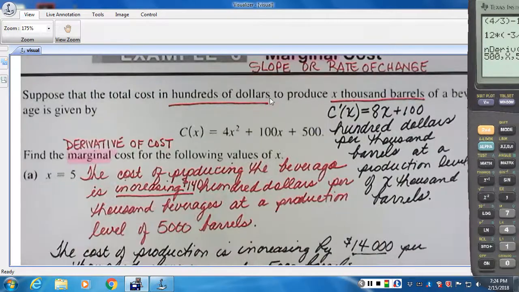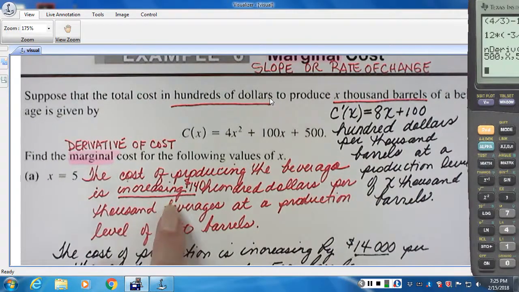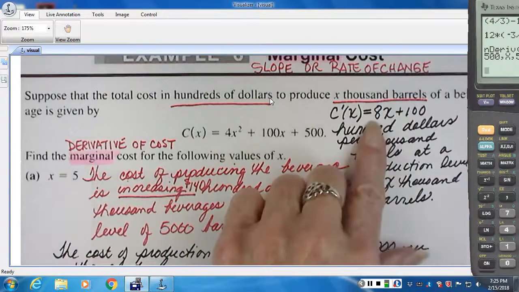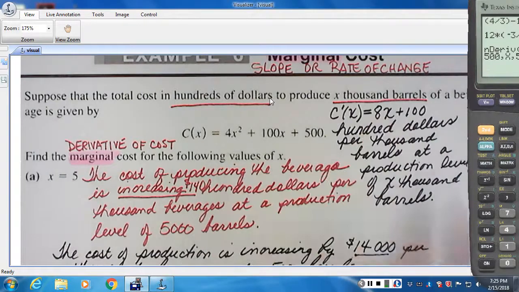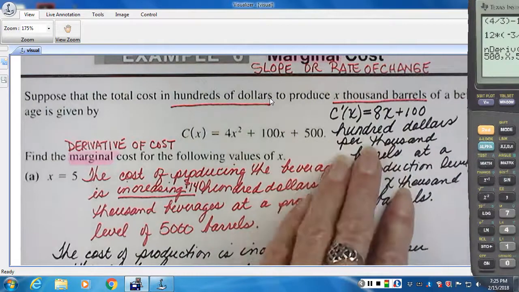And if this was a problem that you had to deal with in your business career, that's the answer you're going to want to give. Your boss isn't going to want to hear, well, C prime of X is 140. Your boss is going to say, what? What are you talking about? So you need to know how to interpret that, and this is the interpretation. And hopefully you can see easily that 8 times 5 is 40, and 40 plus 100 is 140. So doing it either way, using the nDeriv method or actually taking the derivative and plugging in the number, both of those are fine.